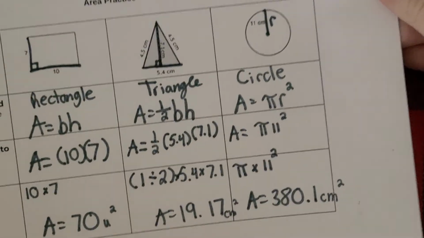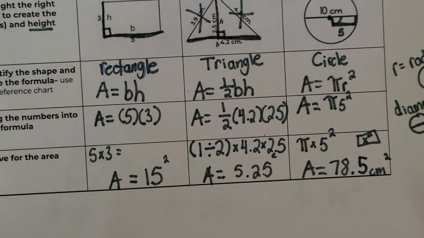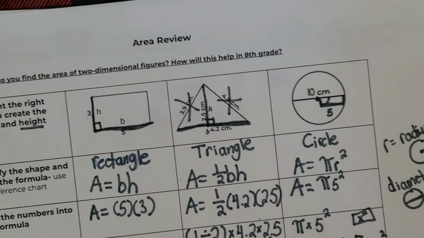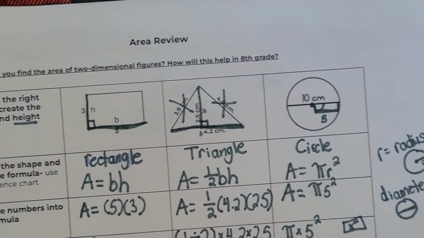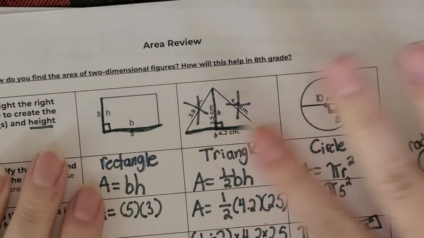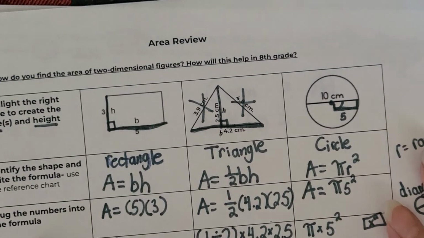All right. Hopefully y'all are feeling pretty good. Okay. Go ahead and go to station number 1 in Canvas and complete the area review. There's a few examples of each. Use your notes and your reference chart to help you.